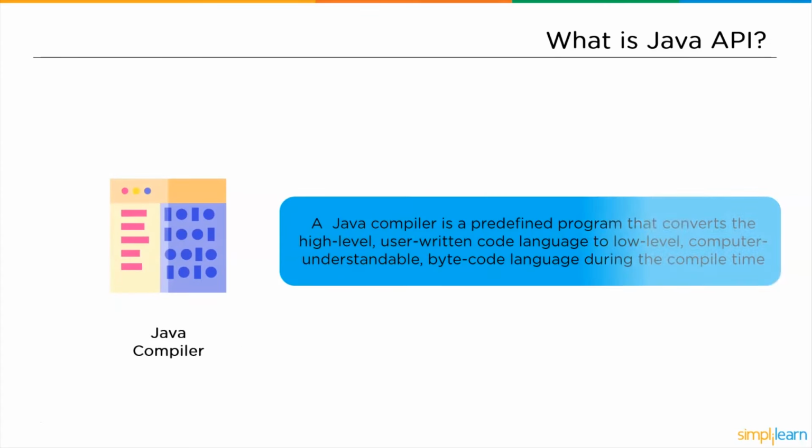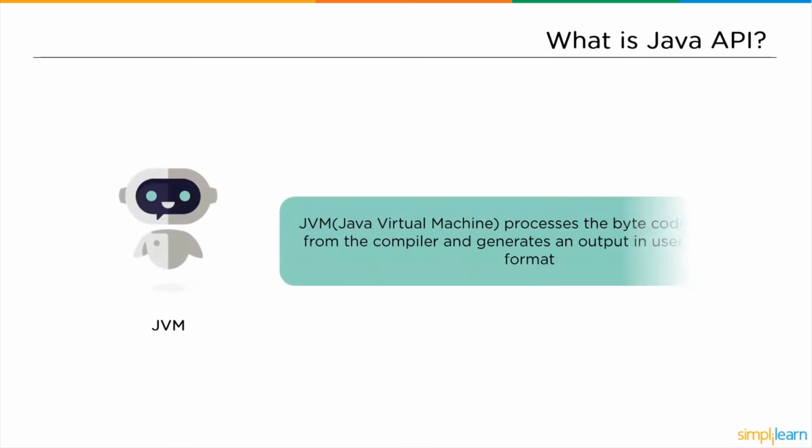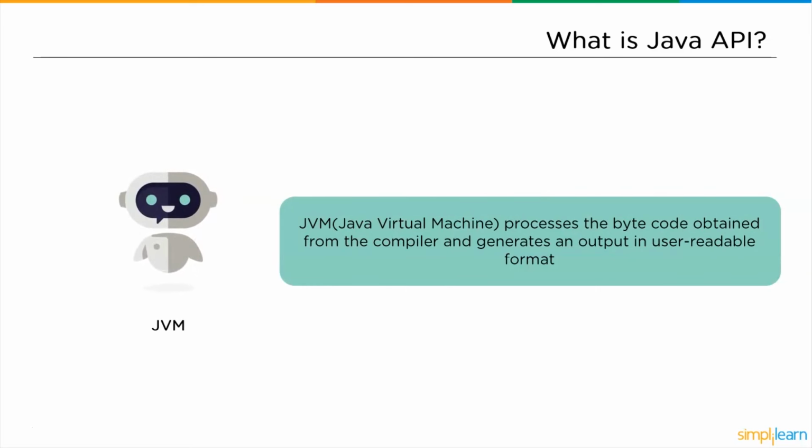At first we have the Java compiler. The Java compiler can be defined as a software program designed to convert the high-level code, that is the user-written or user-readable code, into computer-readable code, that is the machine-level or byte code. This byte code will be transferred to the next stage, where we find the JVM. So what is JVM? JVM is an abbreviation for Java Virtual Machine. The Java Virtual Machine is responsible for processing all the byte code and providing an output to the user.